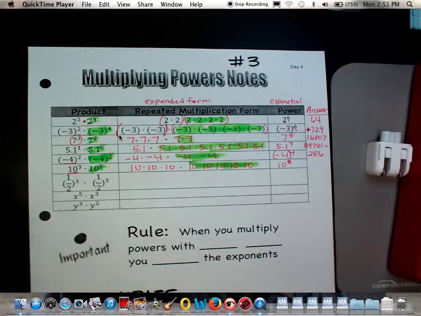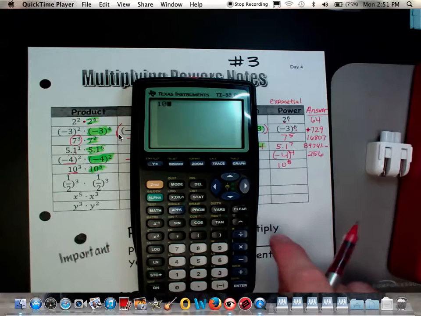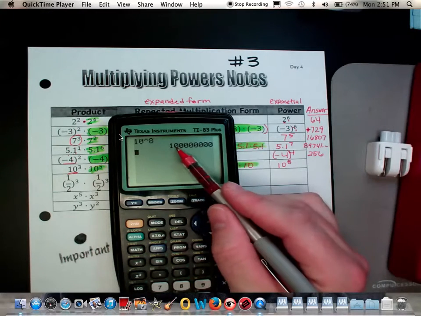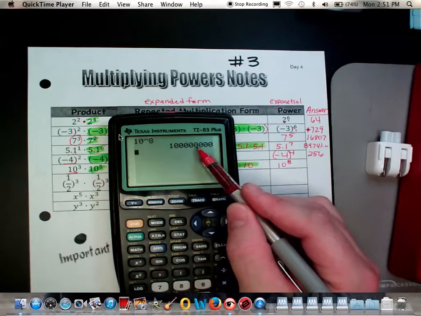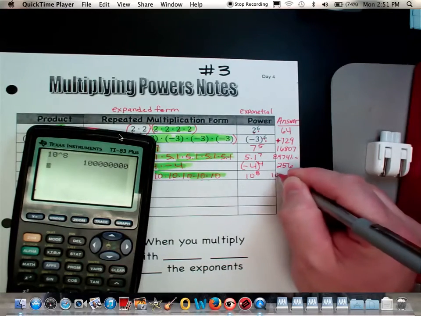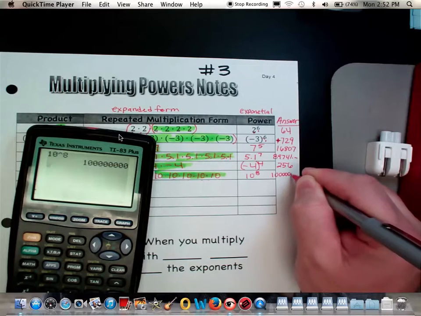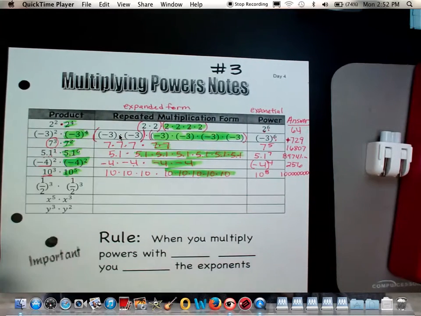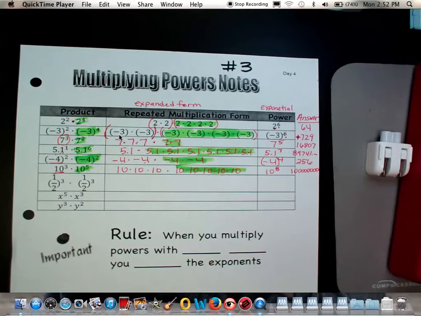Okay? So if I put in my calculator 10 to the 8th power, my answer here is 1 with 1, 2, 3, 4, 5, 6, 7, 8 zeros behind it. Man, that's a big number for 10 to the 8th power. And it should give you the same thing.